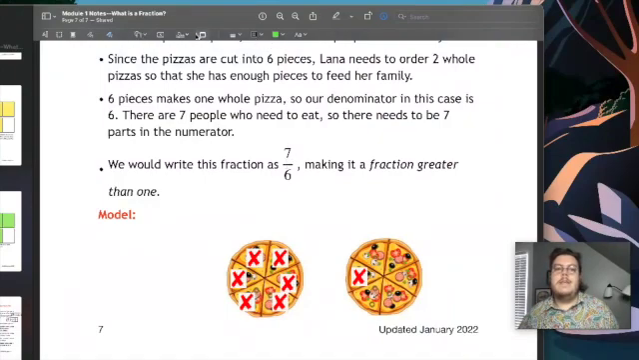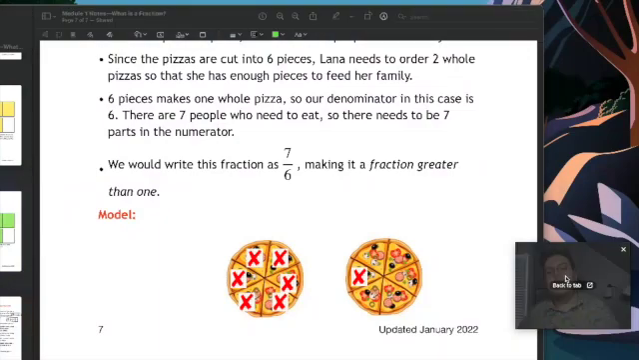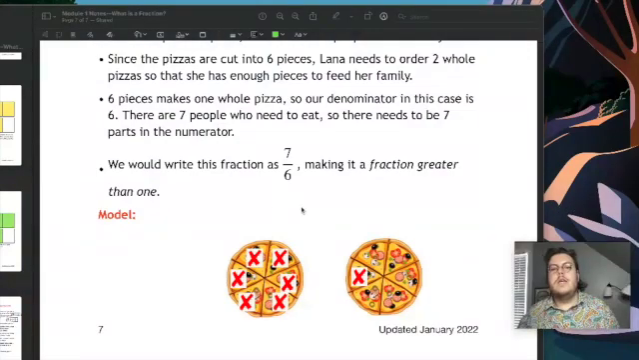Okay, and then I had a fun little model down here of the pizzas. So each pizza had 6 pieces. We were able to feed 6 of the family members with 1 pizza, and then Kevin had his own piece over here.